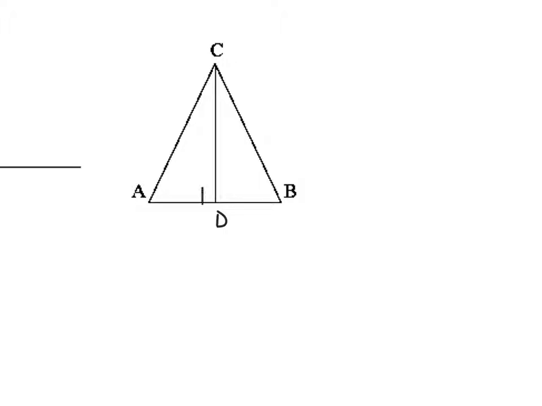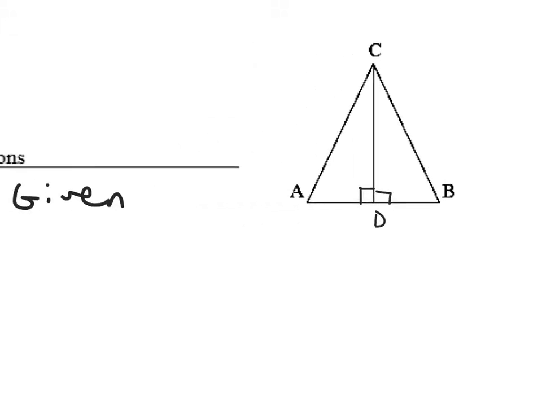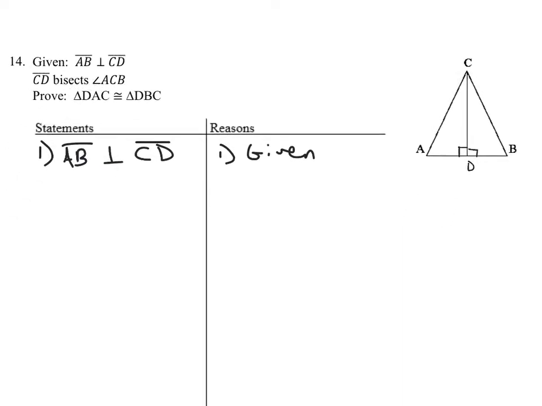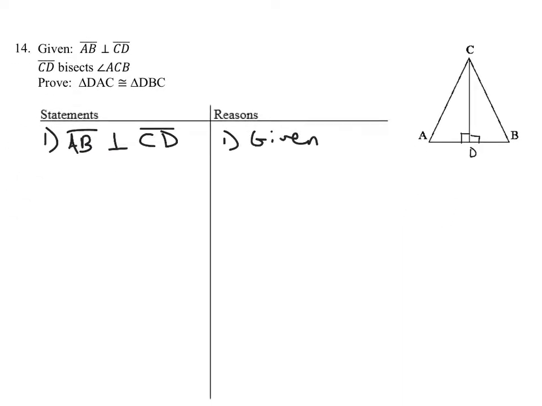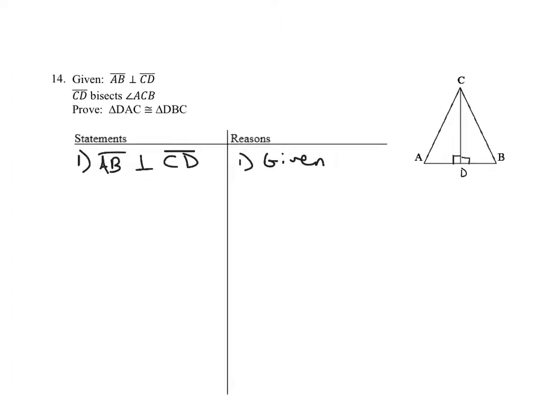All right. So if they're perpendicular, then I know that I have two congruent 90-degree angles. I'm actually going to jump to a conclusion right away. I'm not even going to consider my second given sentence there. So I'm going to say that angle ADC is congruent to angle BDC.